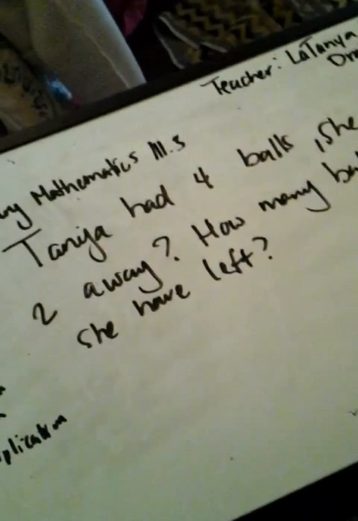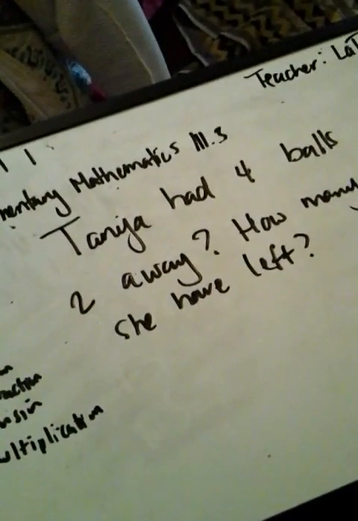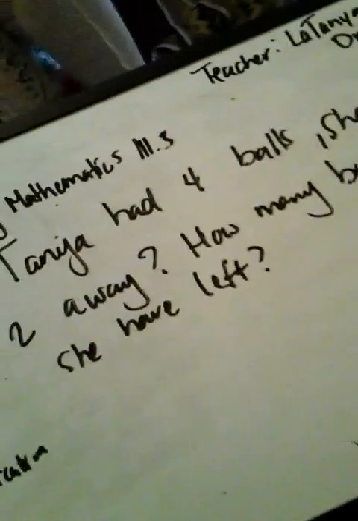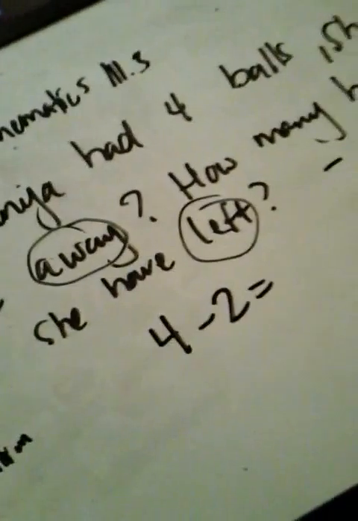Your first mindset as a student, remember to take out the keywords. So here it goes back to this: addition, subtraction, division, multiplication. Tanya had 4 balls. She gave 2 away. How many balls does she have left? So your keywords will be away and left. This means subtraction. So students, 4 minus 2 equals 2. That's your answer.